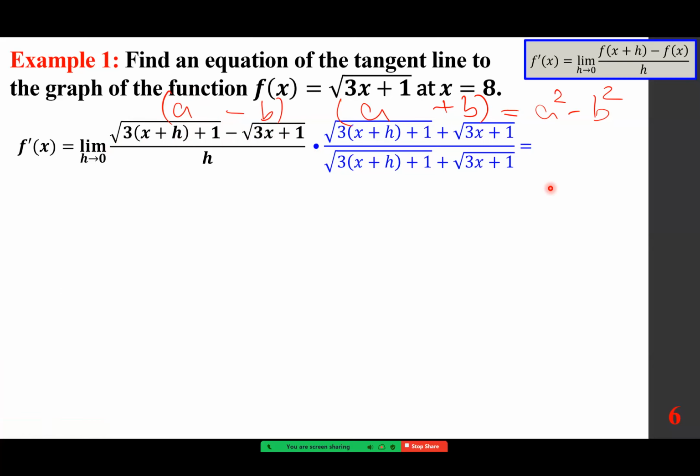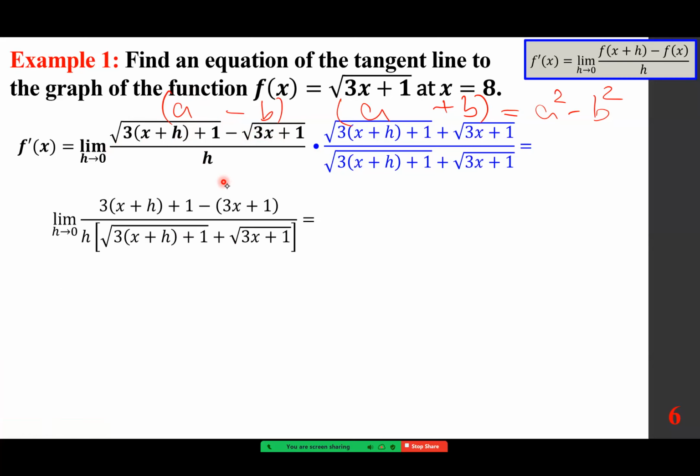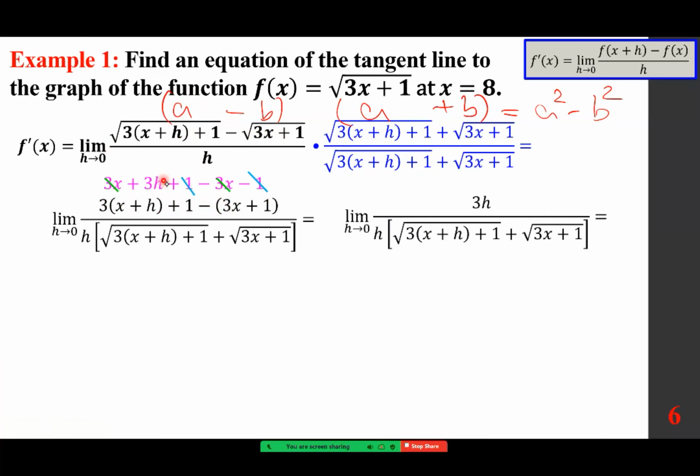And the denominator, you always keep it as a product, because h is approaching 0 and you're hoping to get rid of it. The next step is simple. Everything is algebra. We need to simplify. So we are going to distribute 3x plus 3h plus 1 minus 3x minus 1. 3x and negative 3x cancel each other. Positive and negative 1 cancel each other. And the numerator has only 3h.